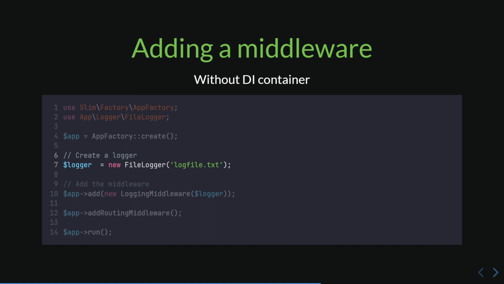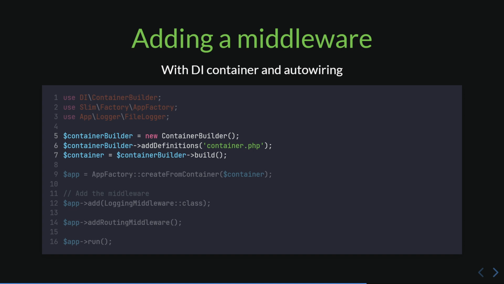If you have no DI container, you need to create the objects manually as shown in this example. In this case, we create a logger and pass it to the logger middleware. Then we create a logger middleware instance and pass it to the add method. If you have installed a DI container such as PHP-DI, you could just pass the fully qualified class name instead.